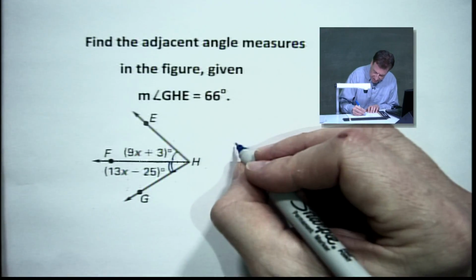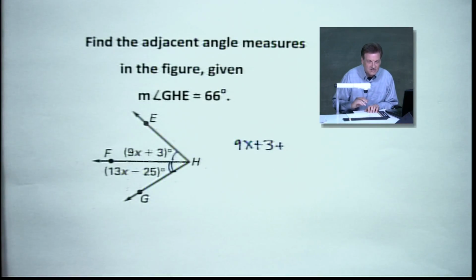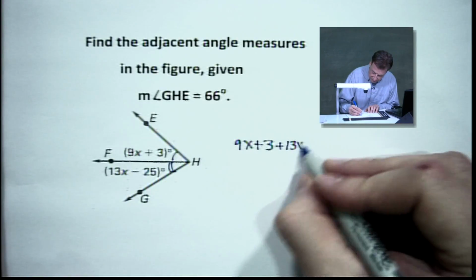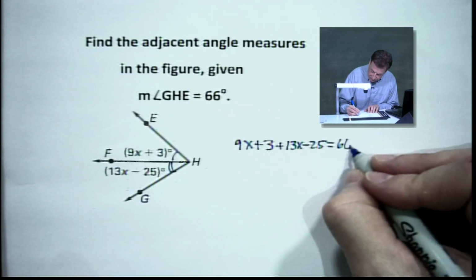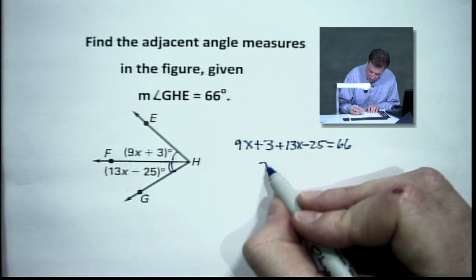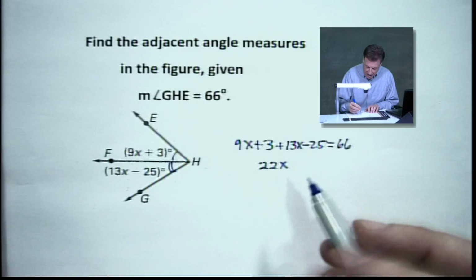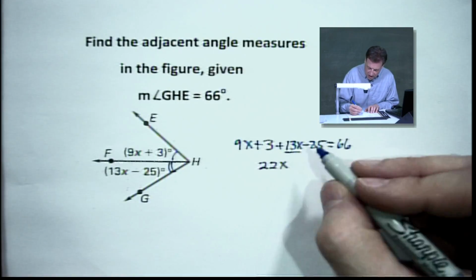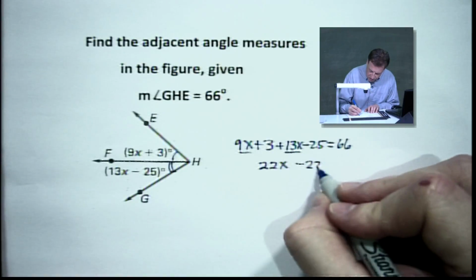So let's see what happens. How about it? 9x plus 3 plus 13x minus 25 equals 66. All right, there's a start. Now let's piece these things together. I'm counting 22x, and you know what? That's because those are like terms. How about 3 minus 25 gives us minus 22, equaling 66.